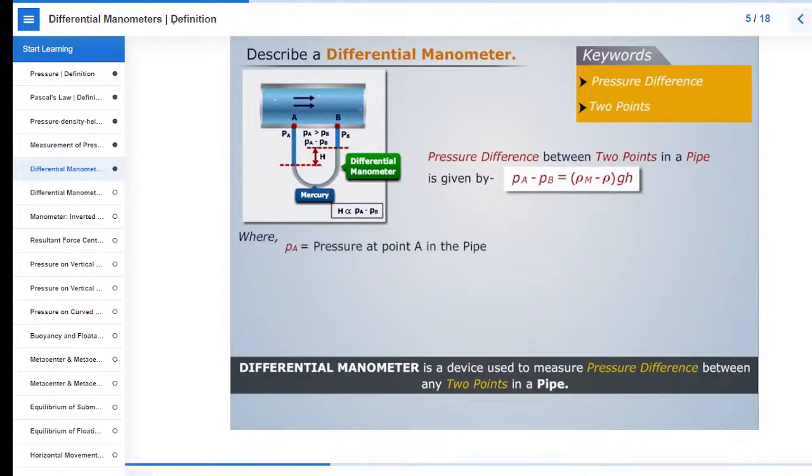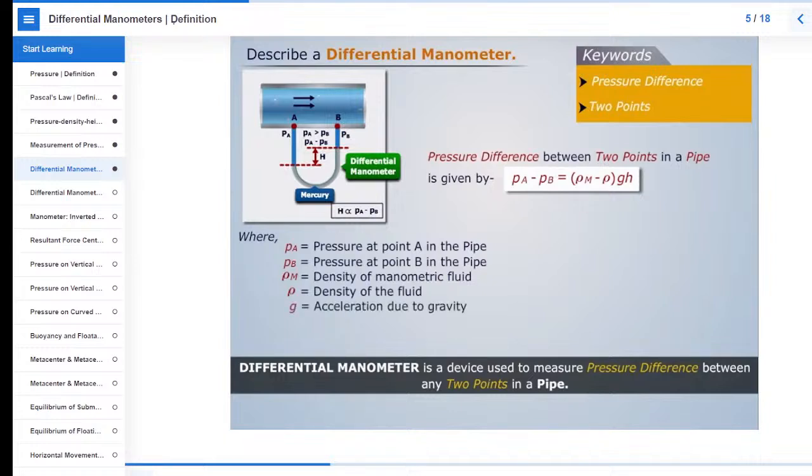where PA is the pressure at point A in the pipe, PB the pressure at point B in the pipe, Rho m, the density of manometric fluid, Rho, the density of the fluid, g, the acceleration due to gravity, and h, the difference of manometric fluid levels in the U-tube.